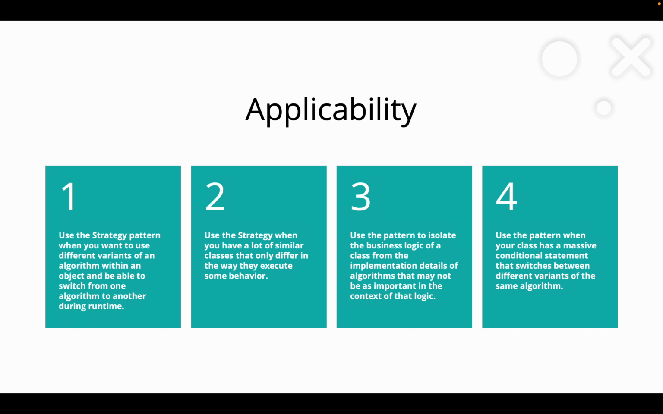Applicability. First is use the strategy pattern when you want to use different variants of an algorithm within an object and be able to switch from one algorithm to another during runtime. Secondly, use the strategy pattern when you have a lot of similar classes that only differ in the way they execute some behavior. Third one is use the pattern to isolate the business logic of a class from the implementation details of algorithms that may not be as important in the context of that logic. Fourth is use the pattern when your class has a massive conditional statement that switches between different variants of the same algorithm.